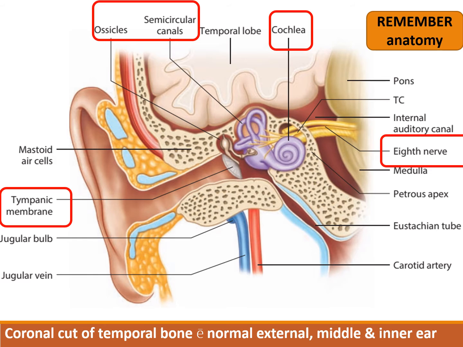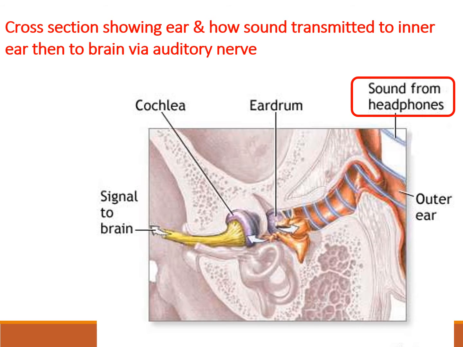Just to remind you about the anatomy of the ear, please observe these are the ossicles, semicircular canals, cochlea, tympanic membrane, and eighth nerve. This is to remind you about how sound is transmitted to the inner ear, then to the brain via the auditory nerve. So sound comes from headphones, outer ear, eardrum, to the cochlea, and the signal to the brain via the auditory nerve.